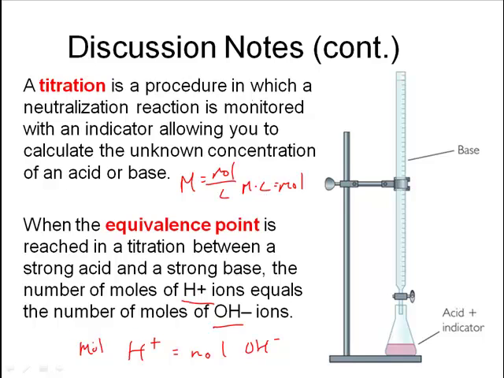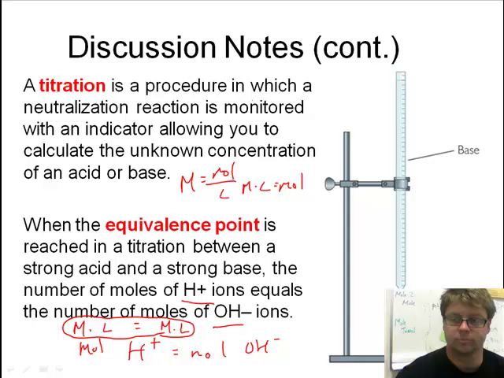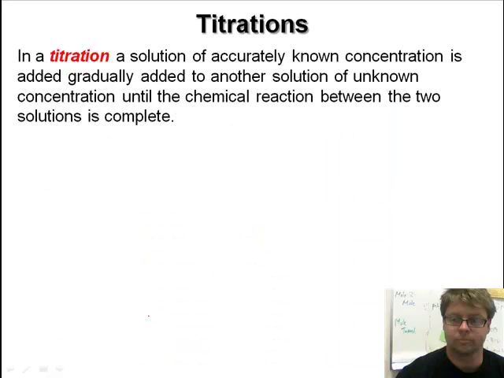Now the cool thing is, if you look at the moles over here, that's the molarity times the liters of the H+ equals the molarity times the liters of the OH-. And when it's neutral, these two things are going to be equal to each other. Again, one can have a higher concentration and a smaller volume. One can have a smaller volume and a higher concentration, but they have to cancel out, so the moles are equal. This is called a titration.